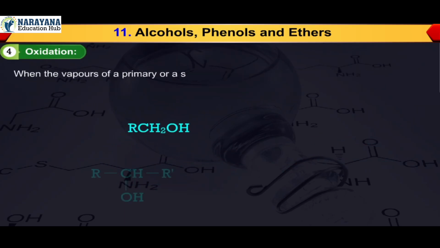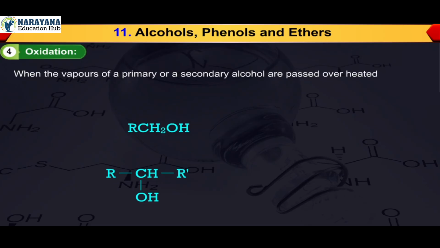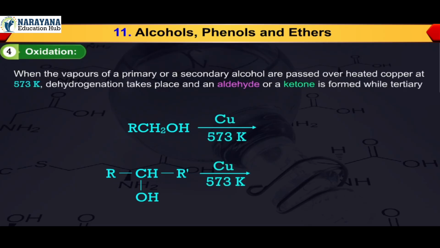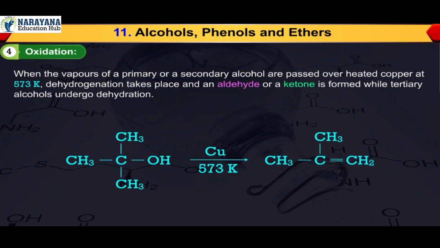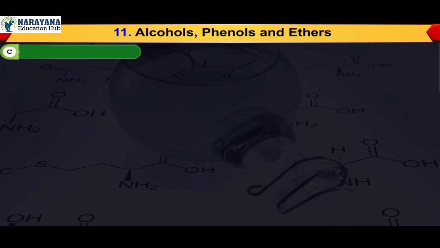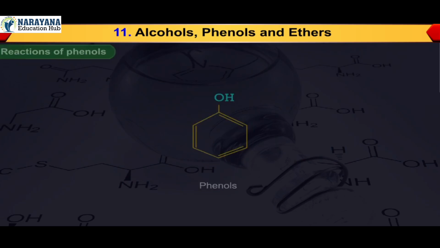When the vapors of a primary or secondary alcohol are passed over heated copper at 573 Kelvin, dehydrogenation takes place and an aldehyde or a ketone is formed, while tertiary alcohols undergo dehydration. C. Reactions of phenols. The following reactions are shown by phenols only.